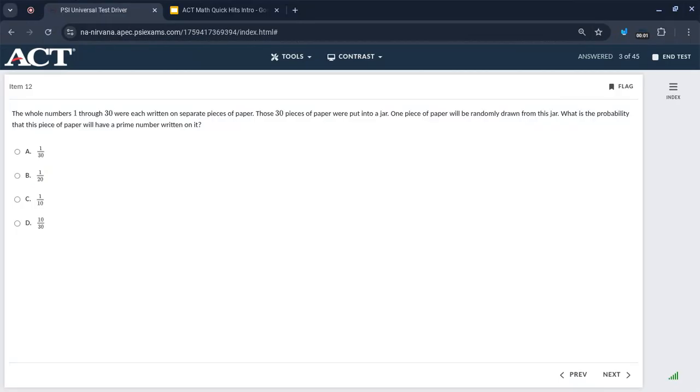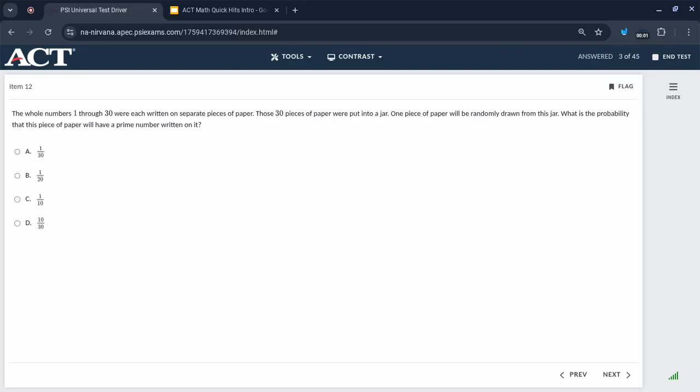All right, so this is a probability question. Remember, the denominator is going to be the total outcomes, and the numerator is going to be the outcomes that you're looking for. In this case, it's prime numbers between 1 and 30. This is kind of annoying because first we have to remember what prime numbers are, and then we have to count them all up between 1 and 30.